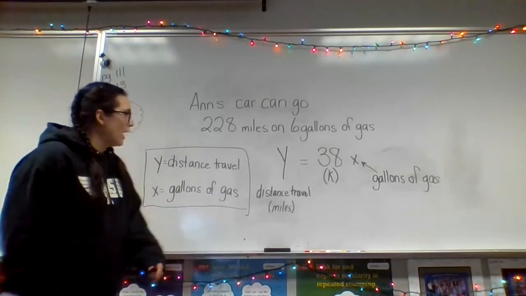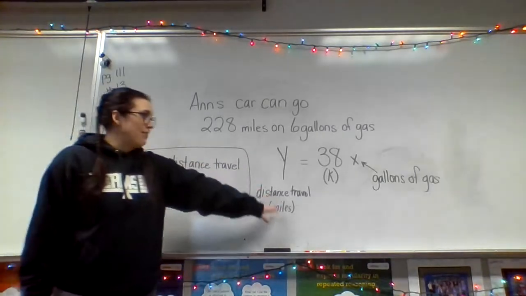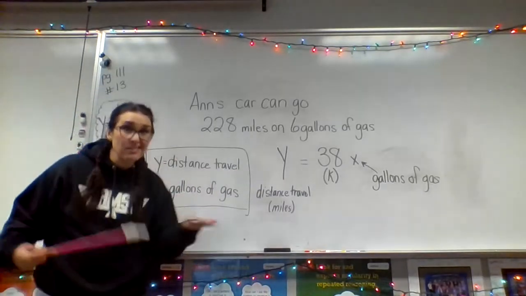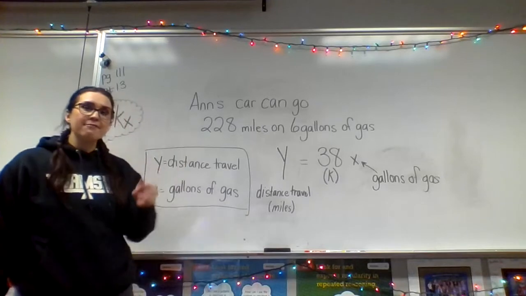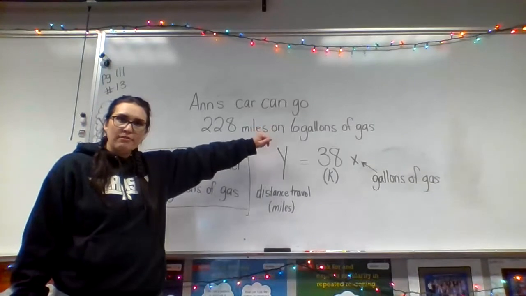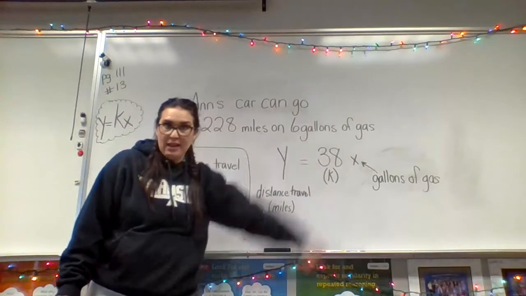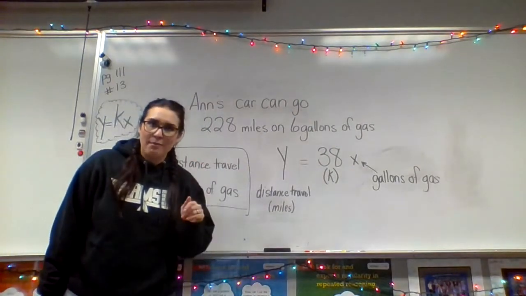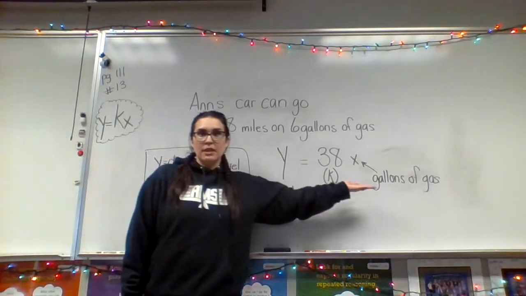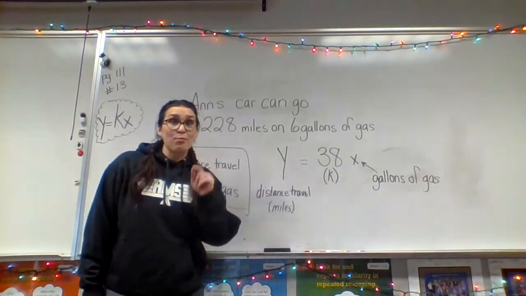So I know that y is the distance that I was able to travel, so again, that's in miles. Remember, k is my change, the thing that's actually happening. After we found this ratio and made a unit rate, we found that each gallon, that's my x, my gallon of gas, is going to get me 38 miles per gallon. So we're able to put it in this beautiful equation right here: y equals 38x, which represents that proportional relationship.